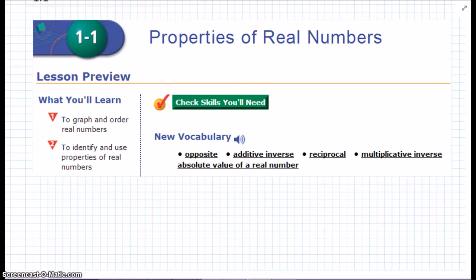What you'll learn, and you'll see this on every set of notes we have, is we're going to learn how to graph real numbers, and we're going to learn how to identify and use the properties of real numbers. So moving on.